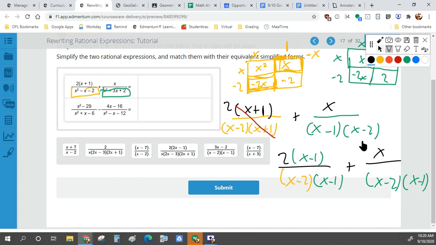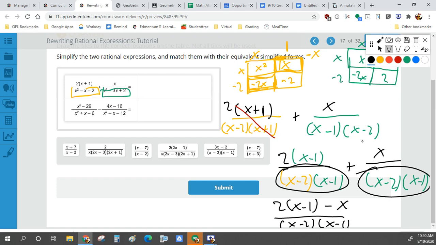So now that I have this the same, this turns into 2x minus 1 minus x over x minus 2 times x minus 1. They're the same denominator, so I can make them exactly the same here.